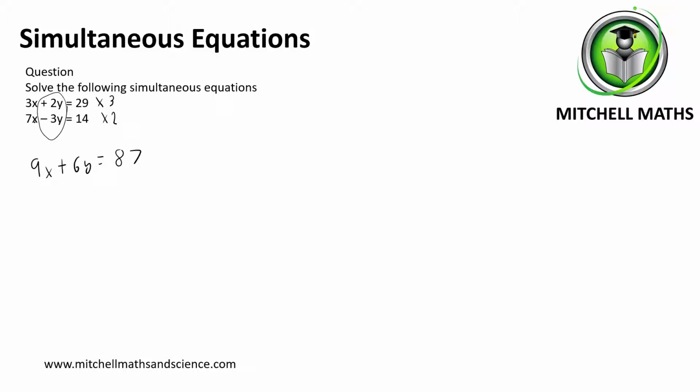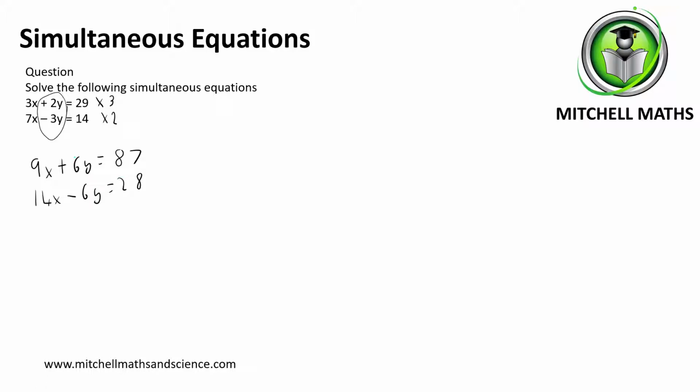And for my bottom equation, I'm going to remember you're timesing that one by 2. 7x times 2 is 14x. Minus 3y times 2 is minus 6y. And 14 times 2 is 28.